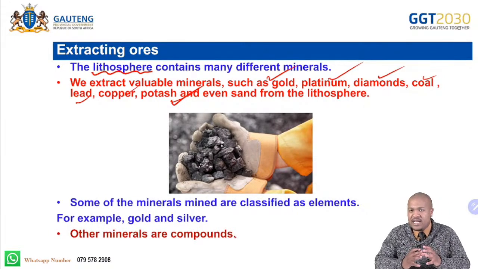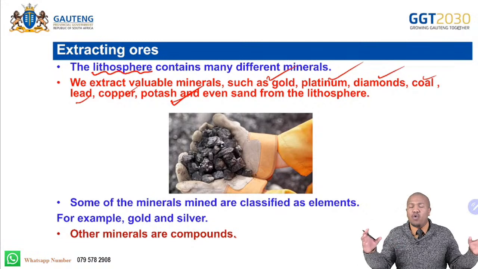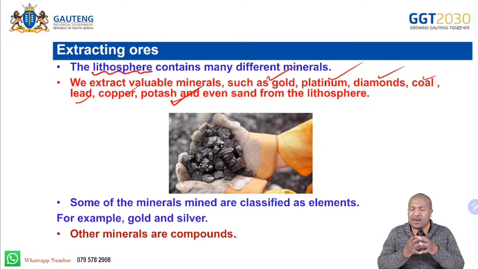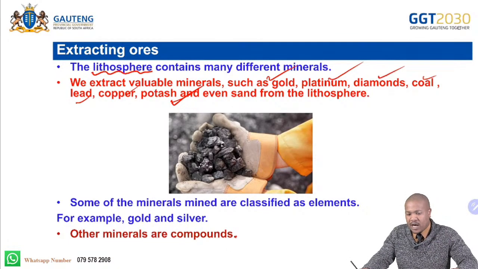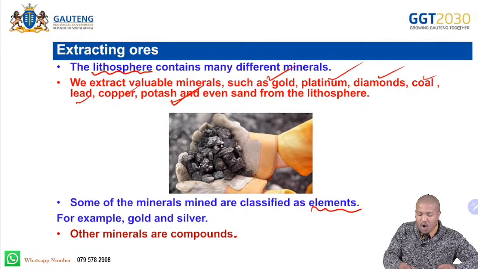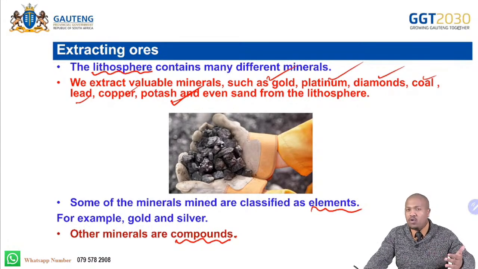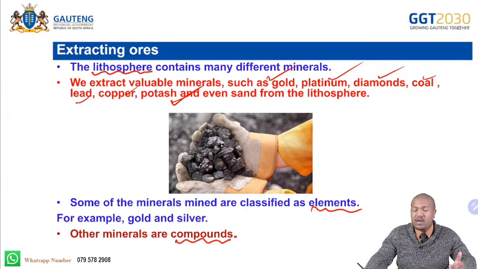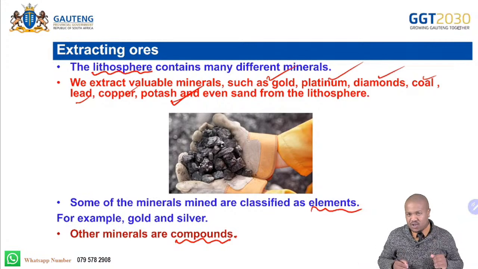But some of these minerals also come as compounds. By compounds, we mean that they are formed by two or more different elements that are chemically bonded in a fixed ratio, right? So it's either we find these minerals as elements or as compounds. The different elements, as I've mentioned, are gold, platinum, diamonds, coal, lead, copper, potash, and even sand can be mined from the lithosphere.